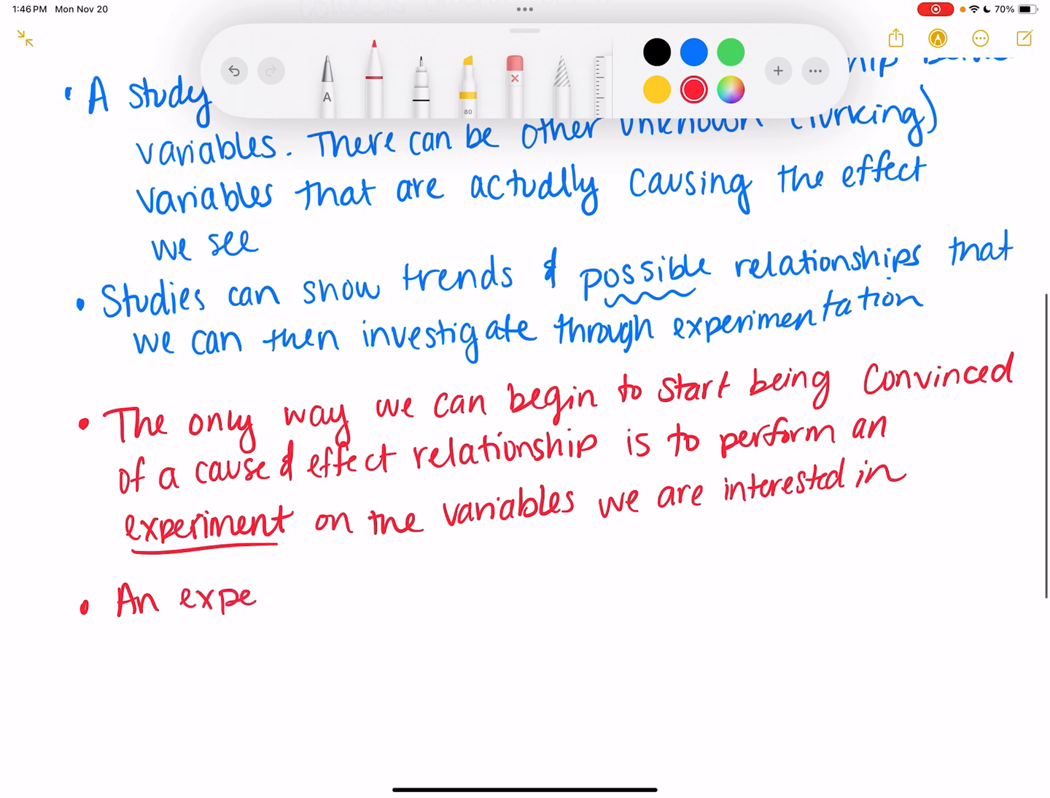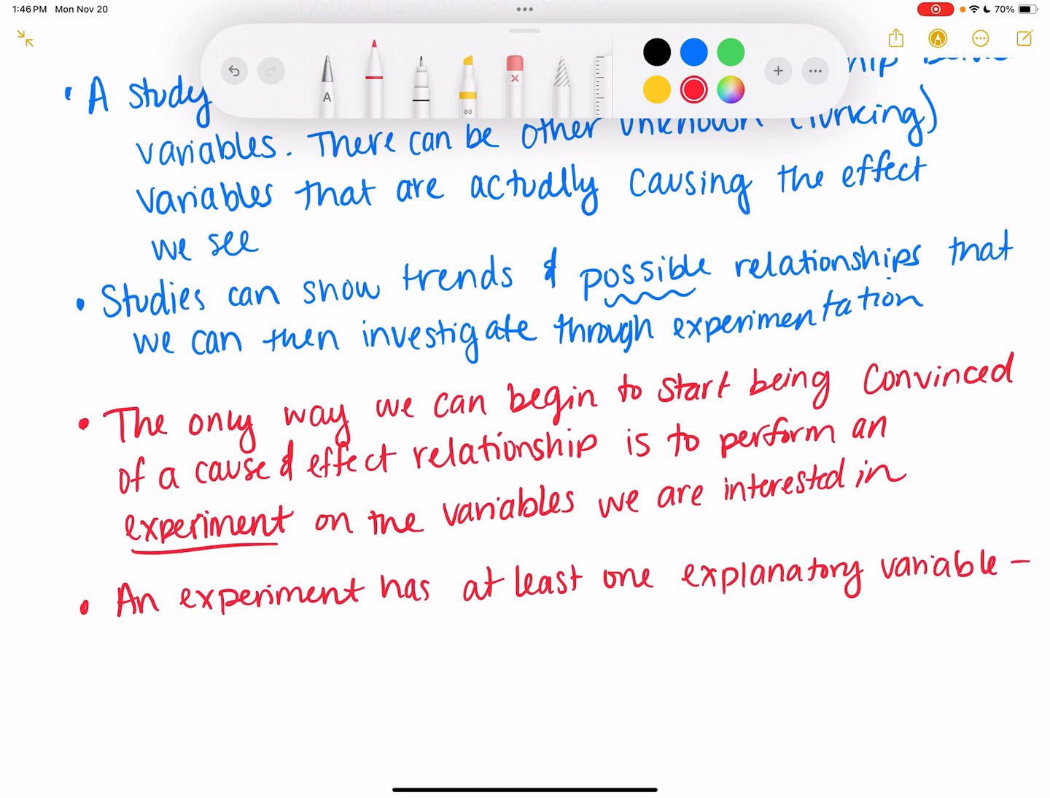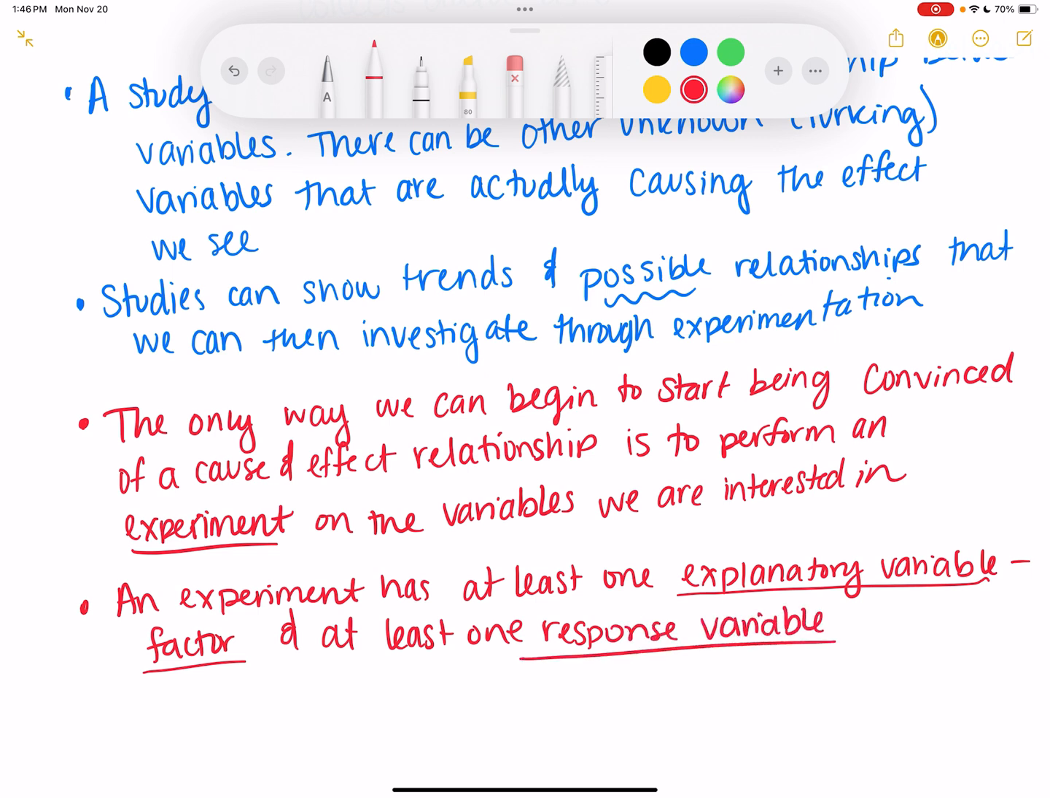An experiment has at least one explanatory variable or factor and at least one response variable to measure.